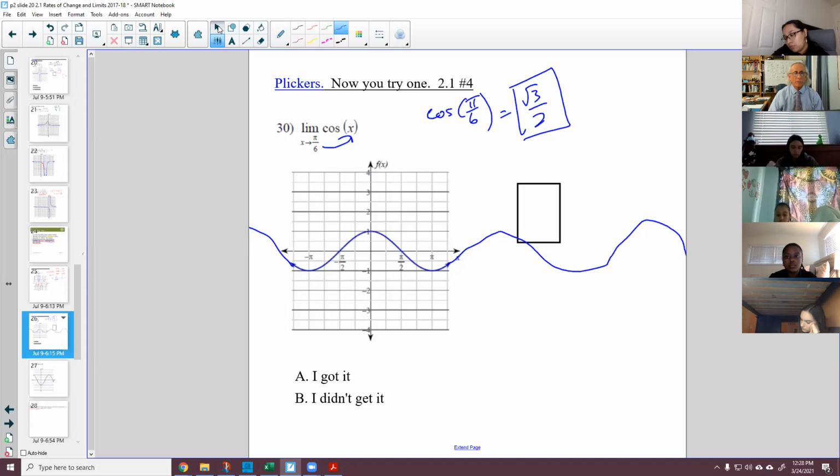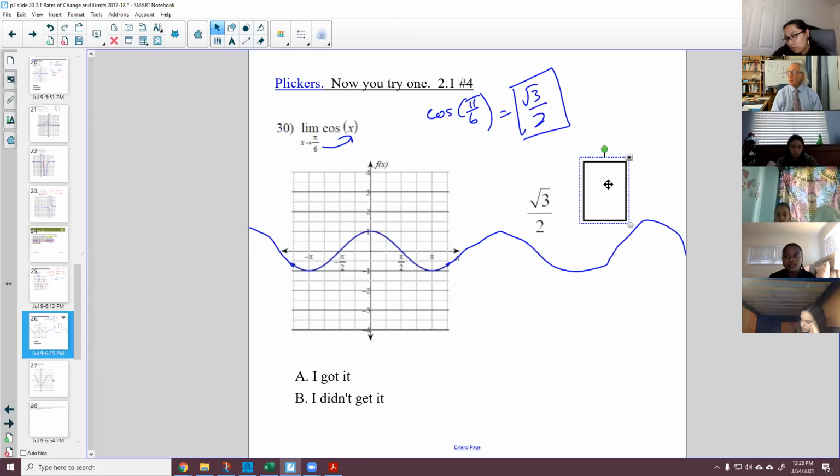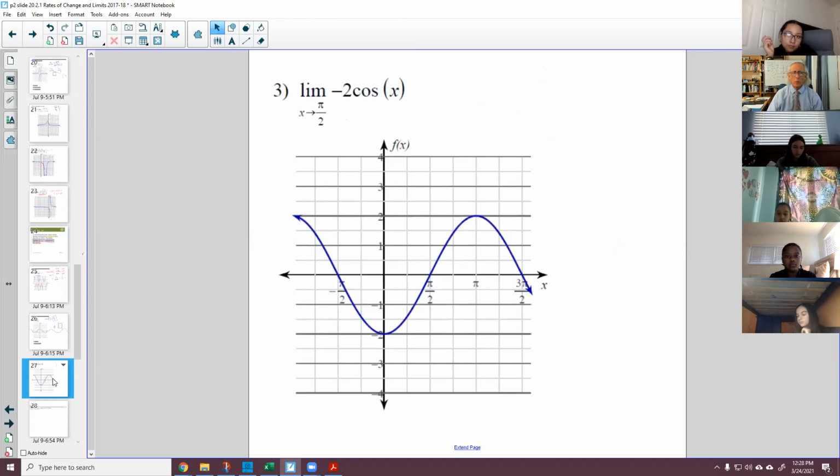Let's see. Radical 3 over 2. How about that? Pretty good? Questions? Okay. How about, I'm going to give you one more. Oh, this one's pretty easy. You should be able to do this one. I'm saying it's easy because we kind of just did it a second ago. Well, no, we did pi over 6, not pi over 2. This is different.